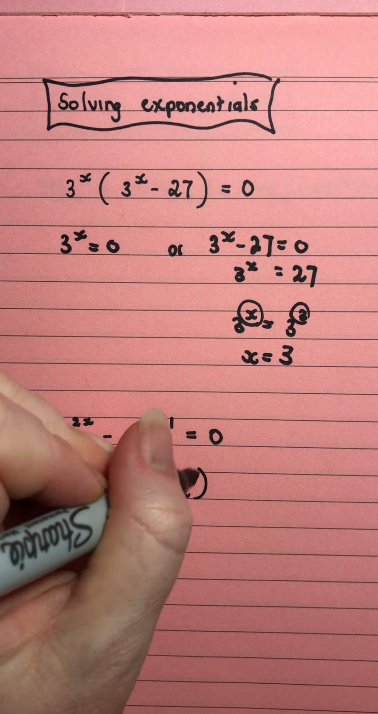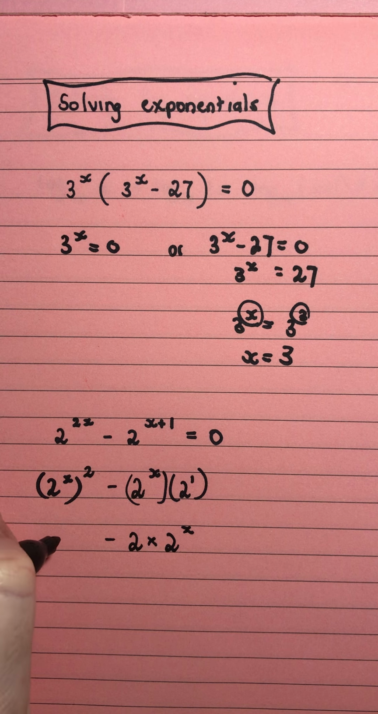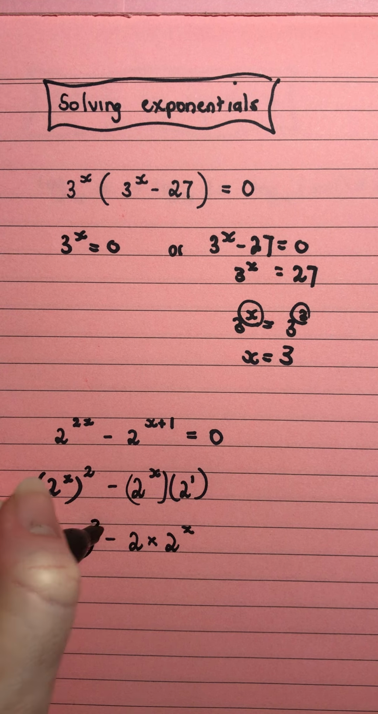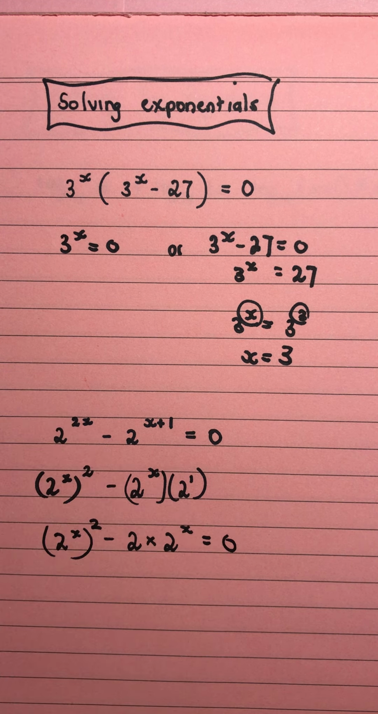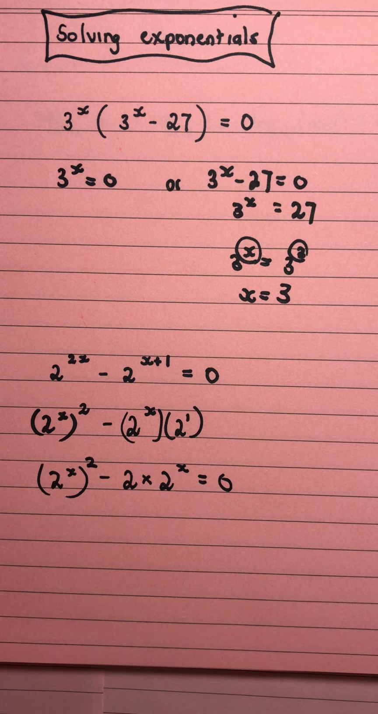And so we can actually write 2 to the power of 1 is just 2. So we've got 2 times 2 to the x, and we've got our 2 to the x squared minus that equals 0. So we can treat that like the quadratic. And I have another video similar to that with the quadratic.